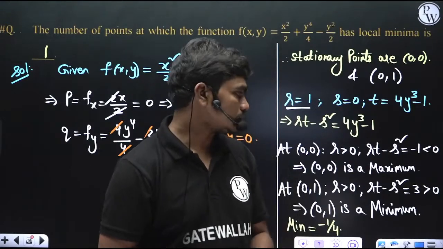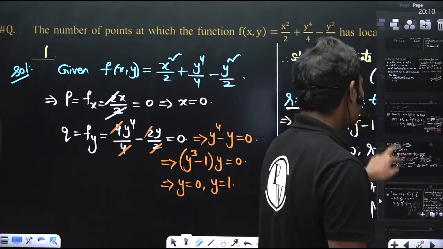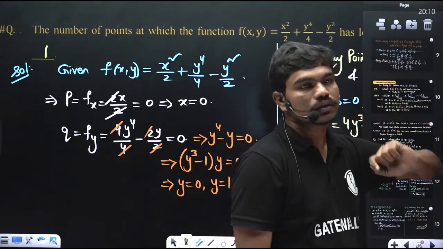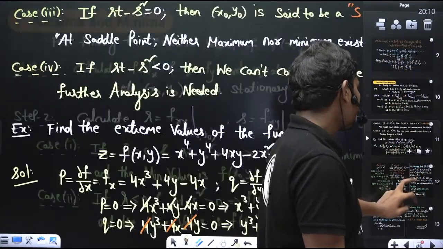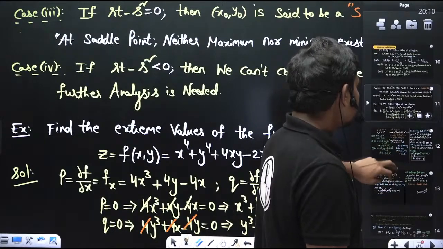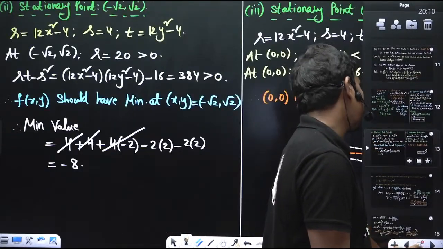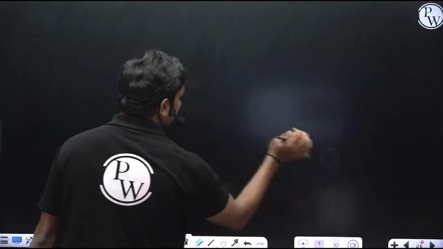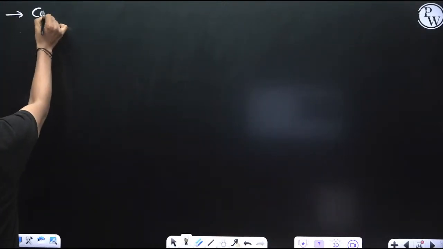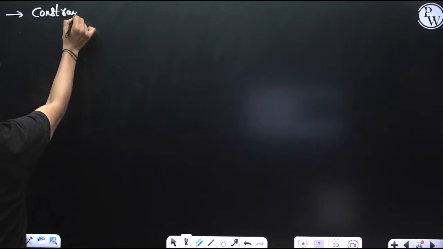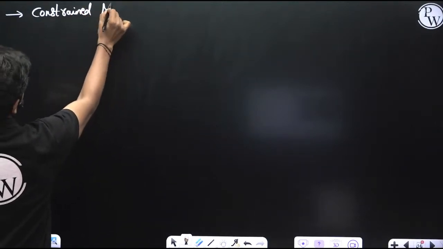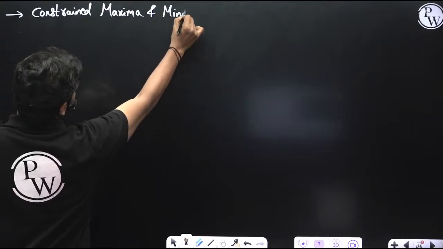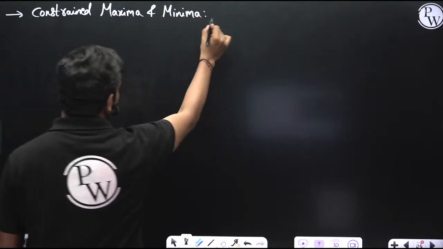Now let's go to one more concept. This is the case when there are no restrictions on the functions, unconstrained maxima and minima. Now let's go to constrained maxima and minima. Constrained maxima and minima is also called the method of Lagrange's multipliers.